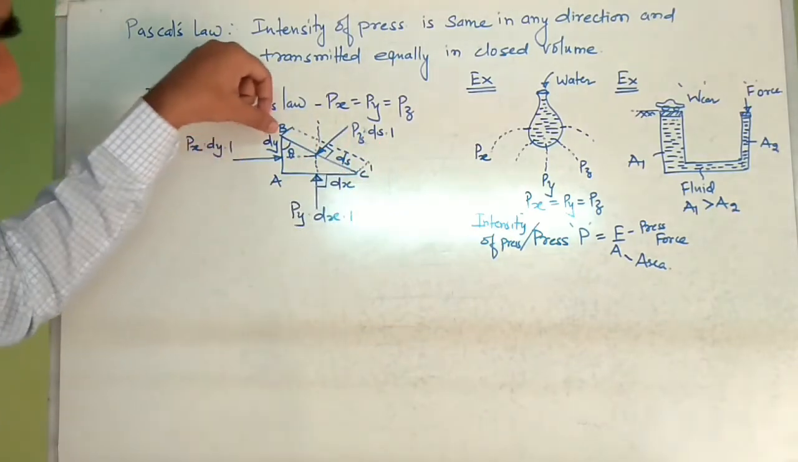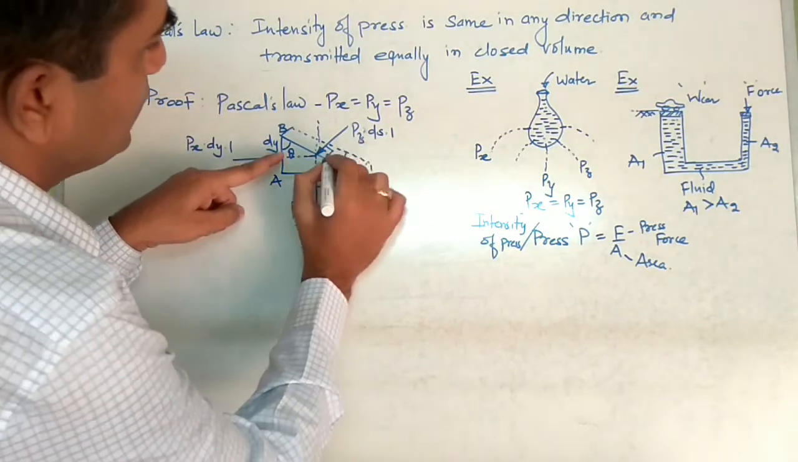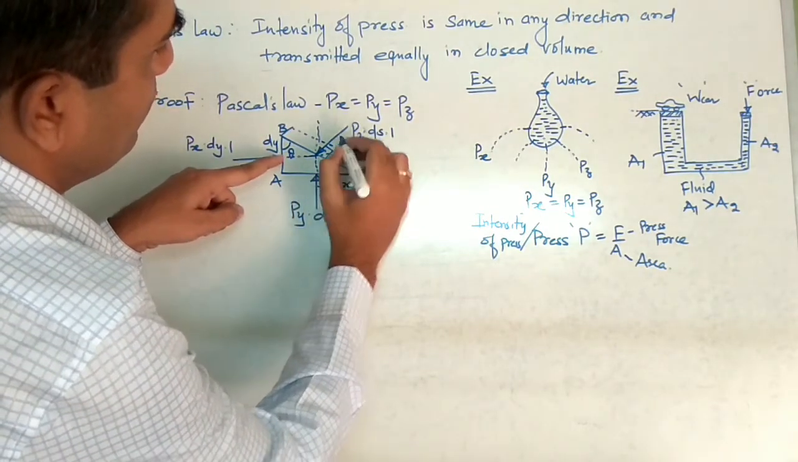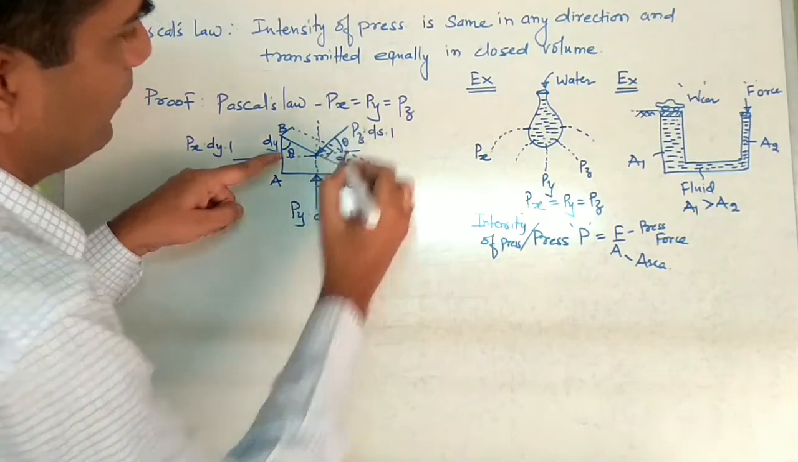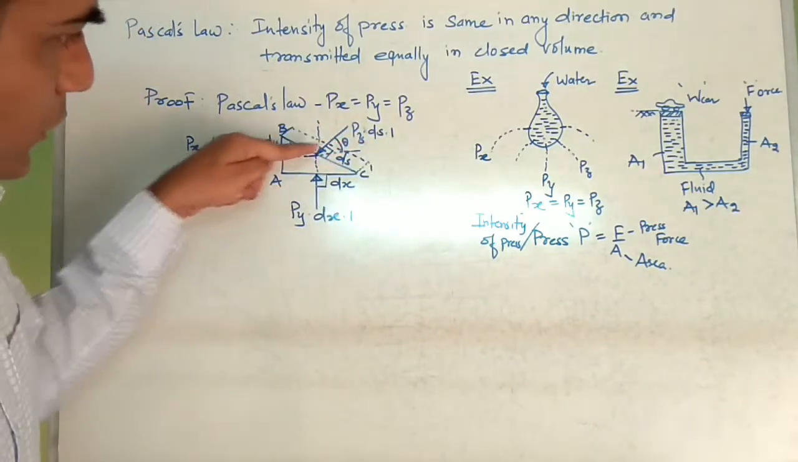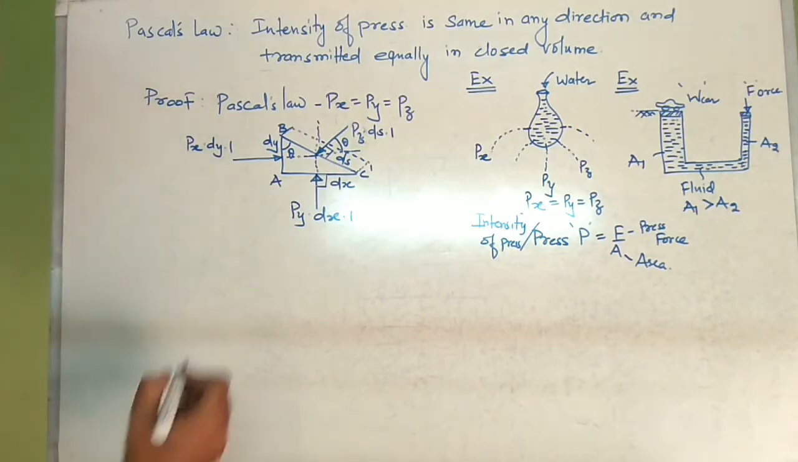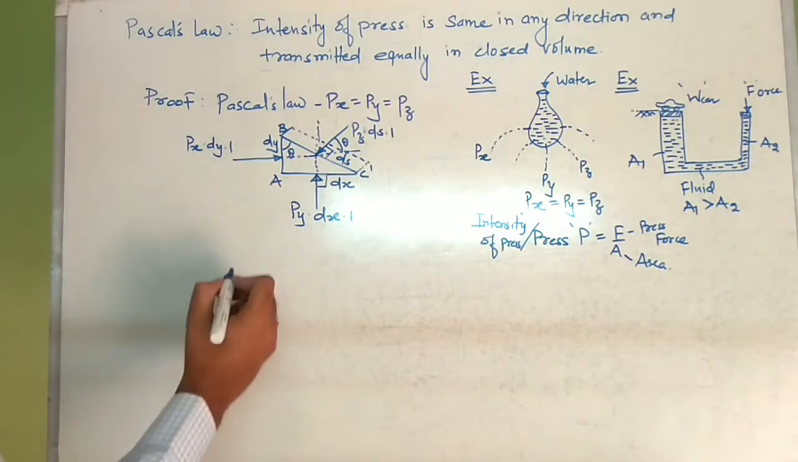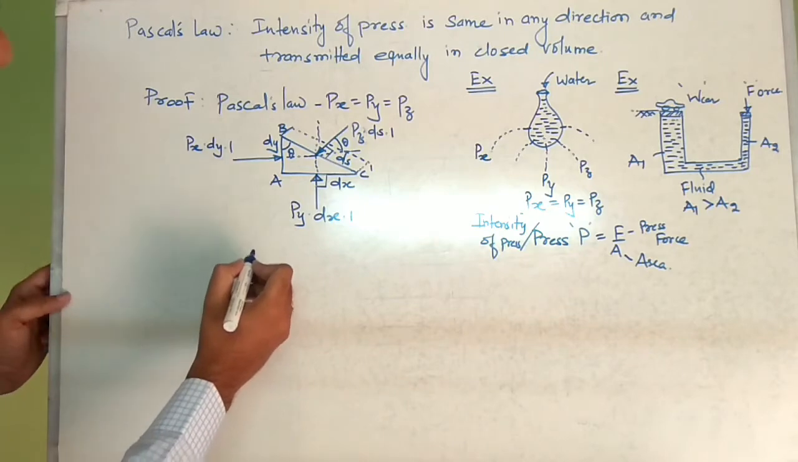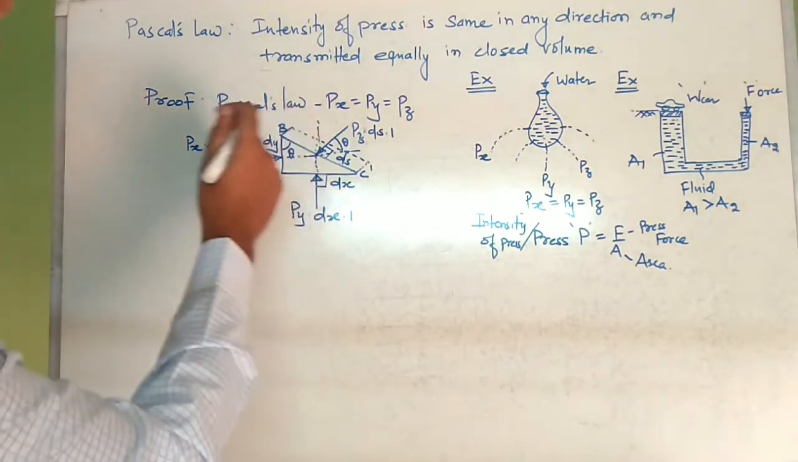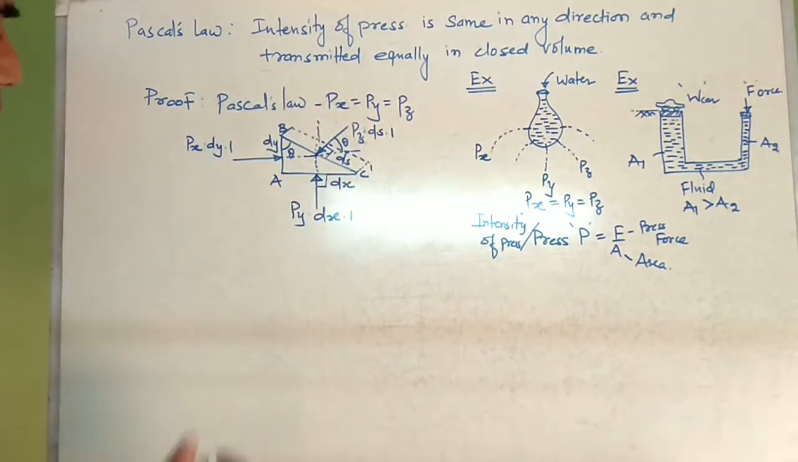So we can say that if this angle is theta, how much is this angle? This is also theta with the horizontal. This angle is theta. So now we are going to prove this Pascal's law: Px, Py, Pz.